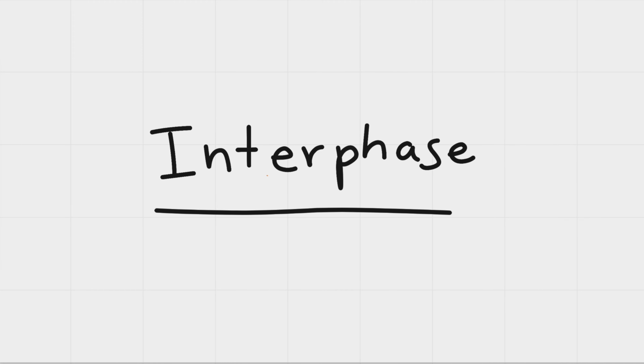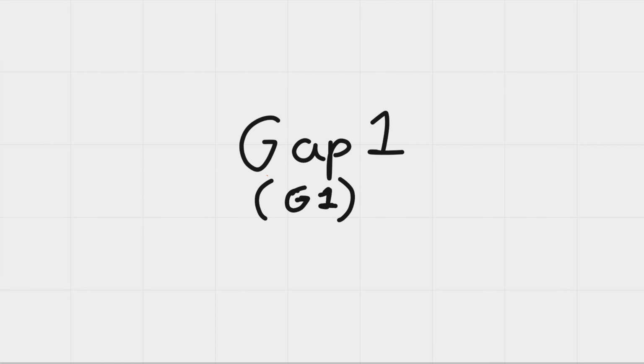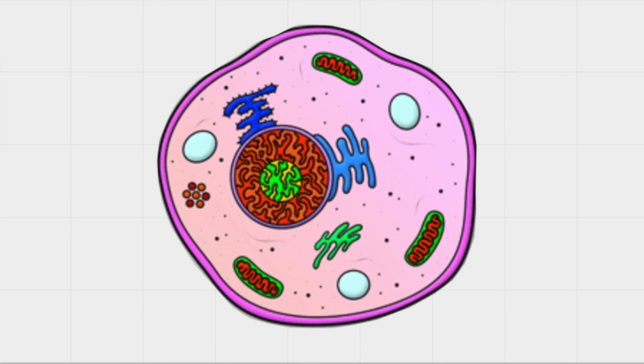Interphase, the step before mitosis or cell division. Interphase consists of three of its own separate phases, G1, S, and G2. First is the gap 1 or G1 phase. During this phase, the cell grows in size.